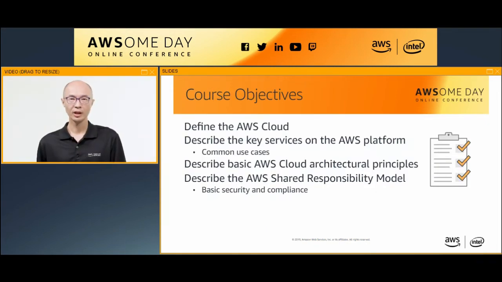This course is intended for individuals who seek an overall understanding of the AWS Cloud, independent of specific technical roles. Upon completing this course, you should be able to define what the AWS Cloud is, describe the AWS services with common use cases. Also, you should understand the AWS Cloud architectural principles, the shared responsibility model, allowing you to relate them to basic security and compliance aspects of the platform.